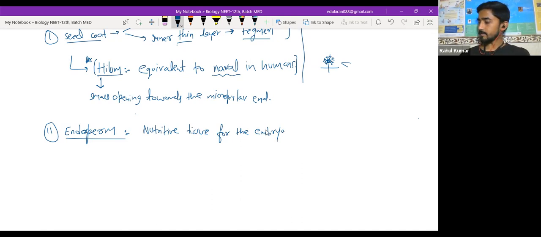And endosperm is a triploid structure, okay? It is a triploid tissue. Now again, if you do not understand ploidy, no problem. Just know that it is triploid. We write it as 3N. Rest everything, embryo is diploid, all the other tissues are diploid, gametes are haploid, okay, but endosperm is triploid.